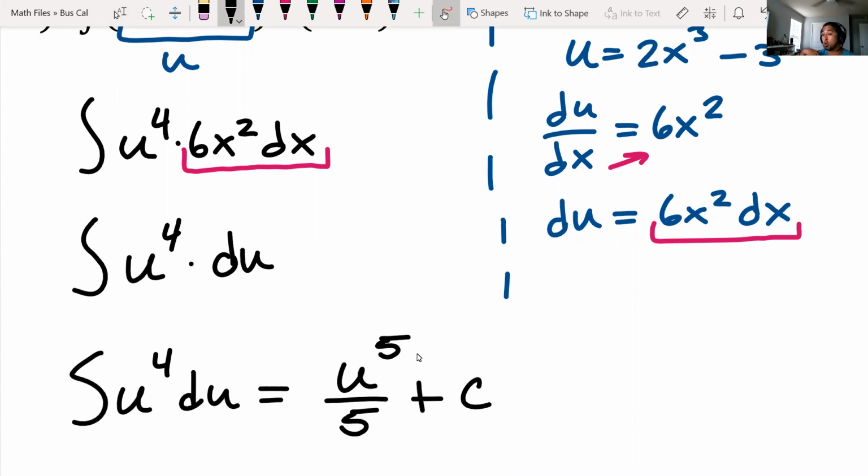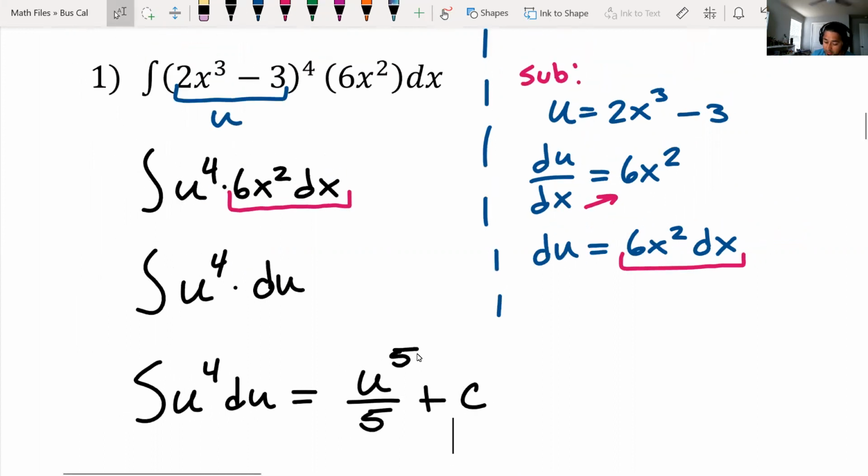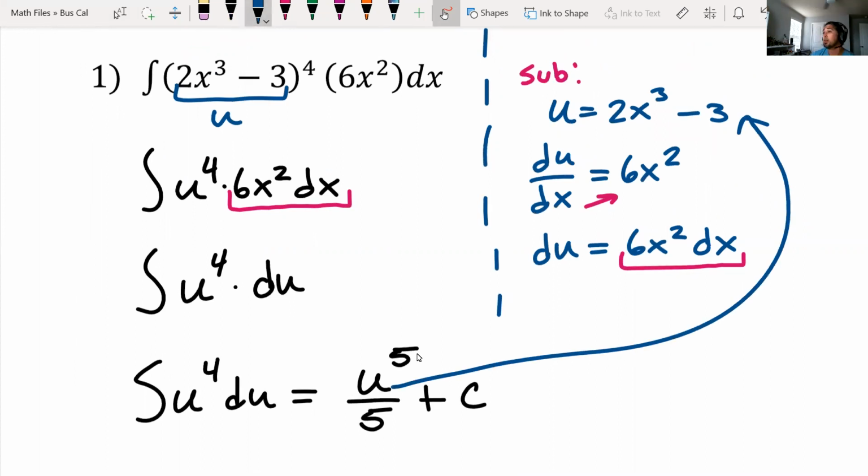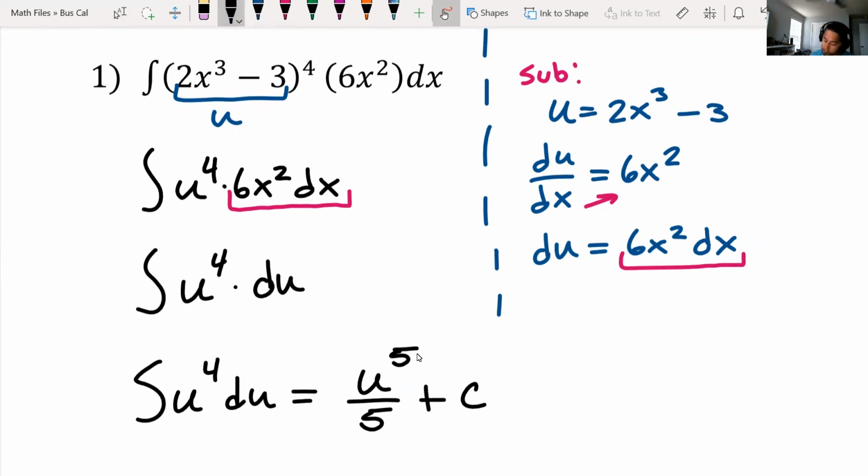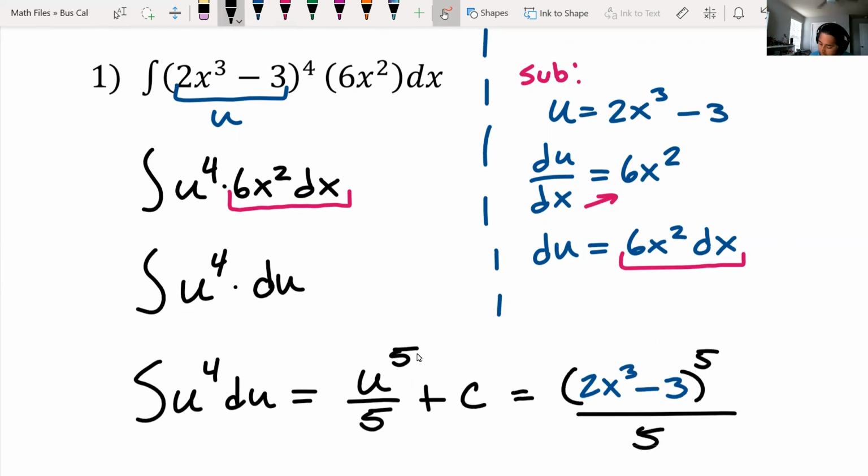And now we're almost done, but we have to resubstitute for the value of u. Well, remember that u was all of this, 2x cubed minus 3. So we're going to plug that in. So our final answer is going to be 2x cubed minus 3 to the fifth over 5 plus c. That's it.